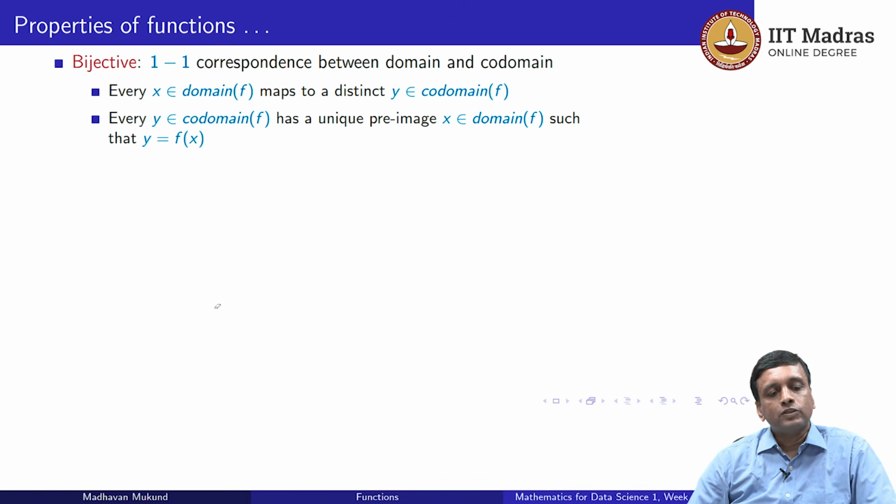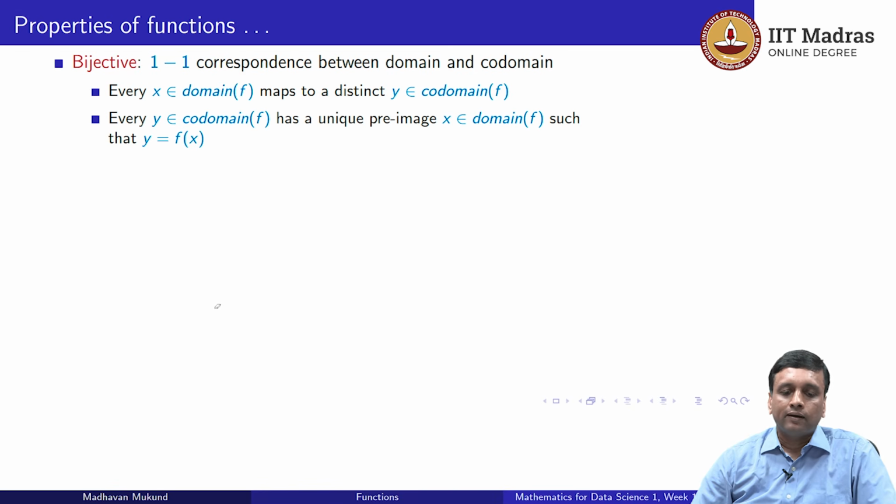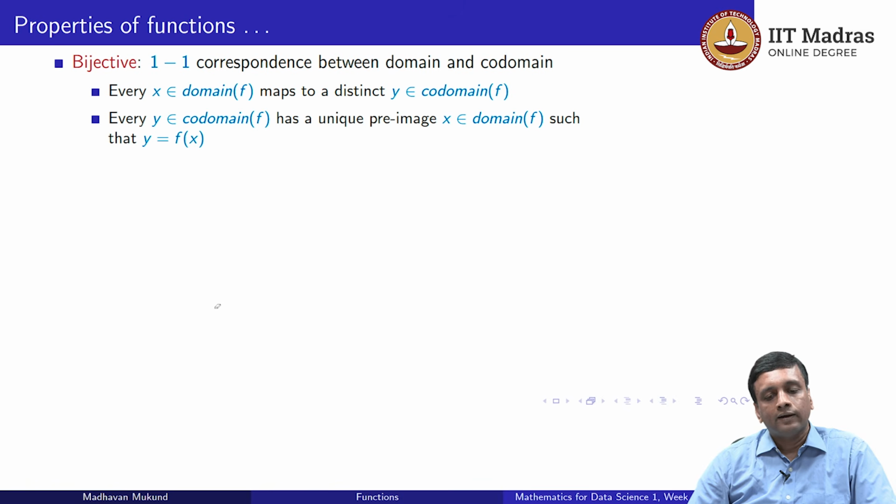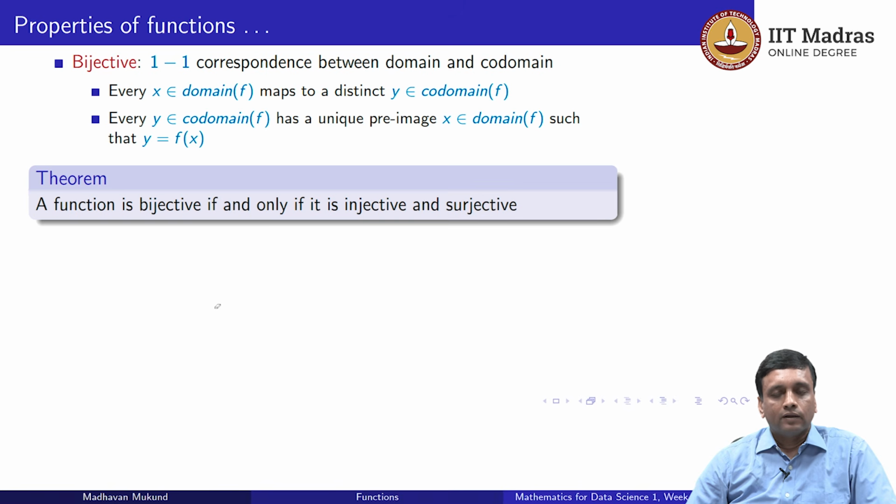So if you combine these two, you get something called a bijective function. A bijective function is one where there is a one-to-one correspondence between the domain and the codomain. So every x in the domain maps to a distinct y in the codomain, and every y in the codomain has a unique x that maps to it. From the statement, it looks clear that this corresponds to injectivity and surjectivity.